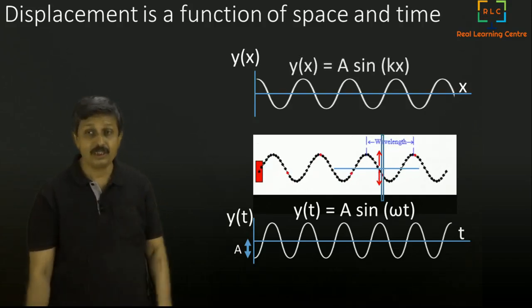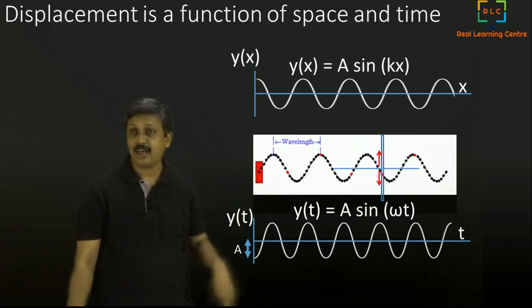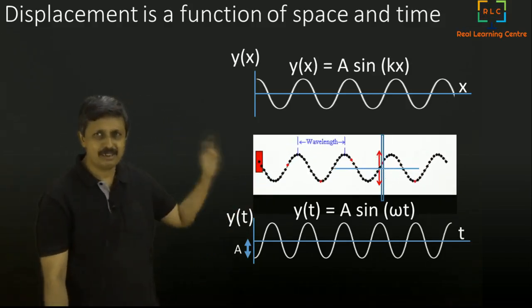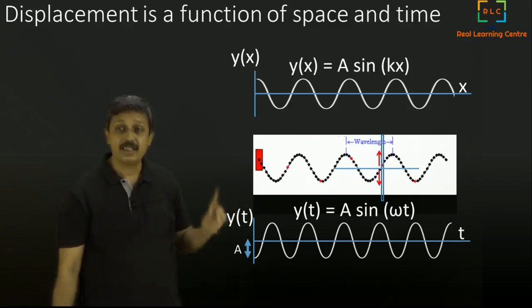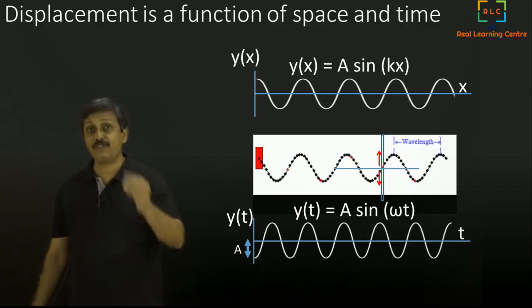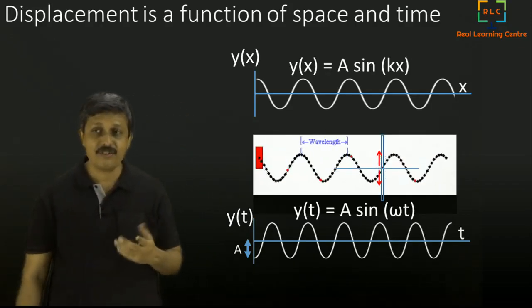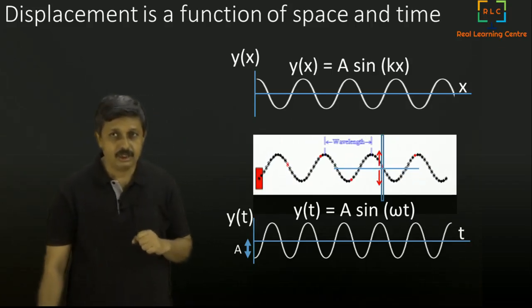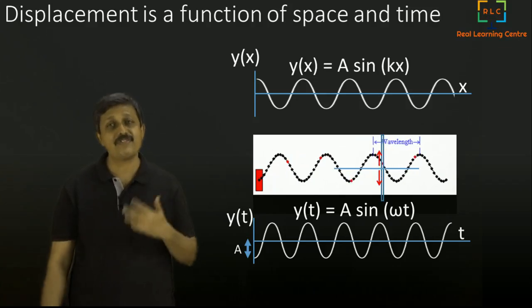Similarly, we can also write y of x is equal to a into sine kx. k is simply a constant. So sine of k into x also varies like that. So this is called a sine. When you study more in trigonometry about how the sine function varies, you will get a better picture of this. So know this as basically displacement is nothing but a function of space and time.